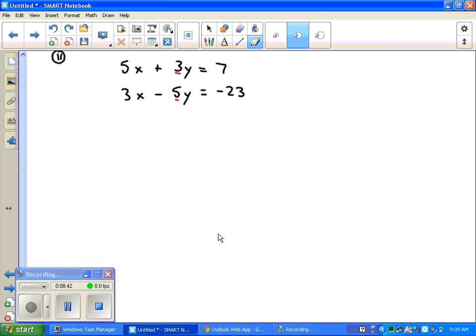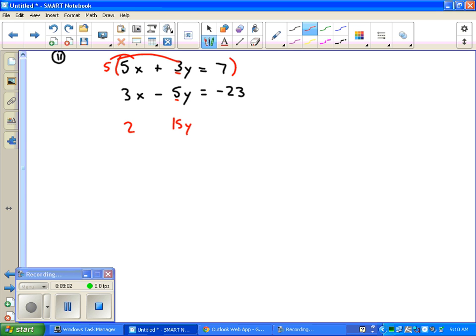This is the way I'm going to show you guys how to do it, though. We want the top y to become 15y because that's the smallest number that 3 and 5 go into. So we have to multiply 3y times 5 to become 15y. 3y times 5 gives you 15y. That's what we were trying to do, but you can't just multiply it by that. You got to multiply it by every term. 5 times 5x is 25x. It's positive 15y, and 5 times 7 is positive 35.